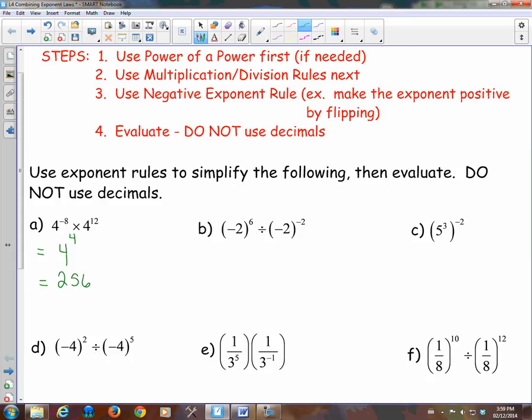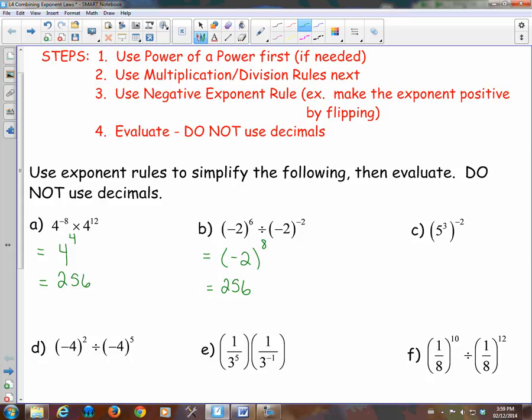So look at the next question again. There's a negative exponent, but there's also dividing. So I do my dividing before my negative exponent, which means I keep my base and I subtract my exponents. Careful subtracting a negative exponent. I have 6 take away negative 2, which is really 6 plus 2, which gives me 2 to the 8. So I have 2 to the exponent 8, which is 256.